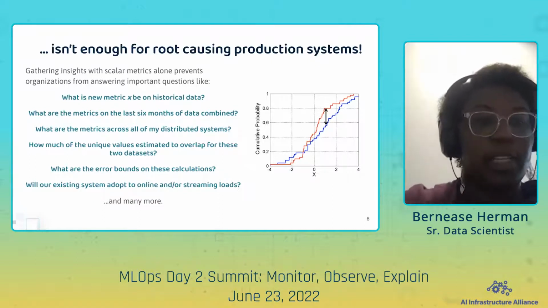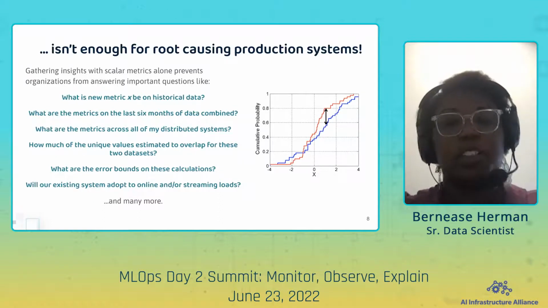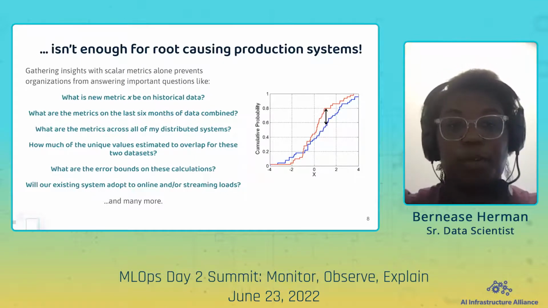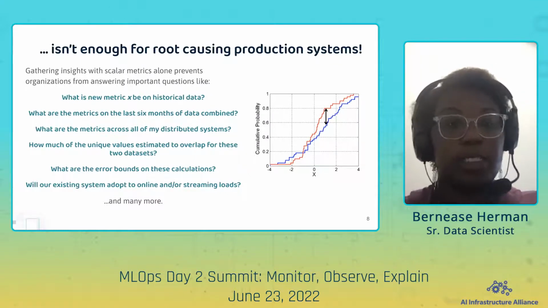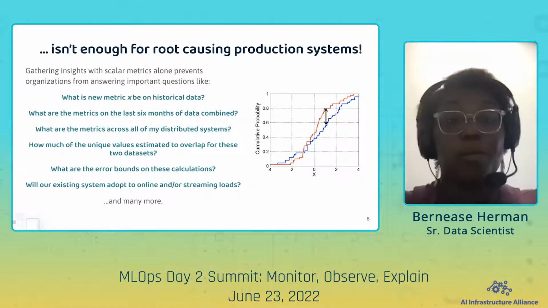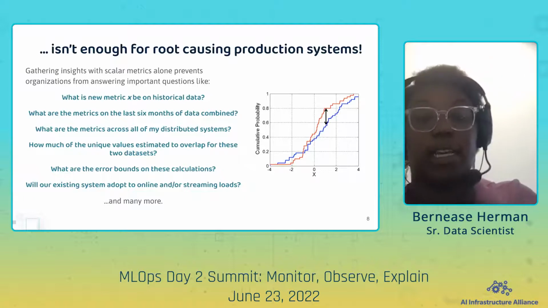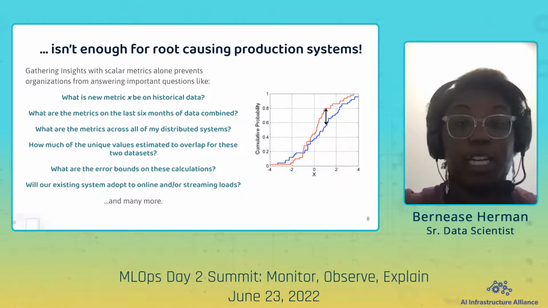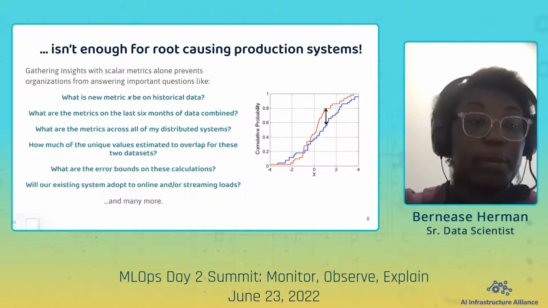What are the metrics across my distributed systems? So very similar to the one before. If you have your model across multiple machines, I don't just want metrics for that one machine, or I might want that, but I also want metrics for my system as a whole. And so being able to look at these and combine these is very important.